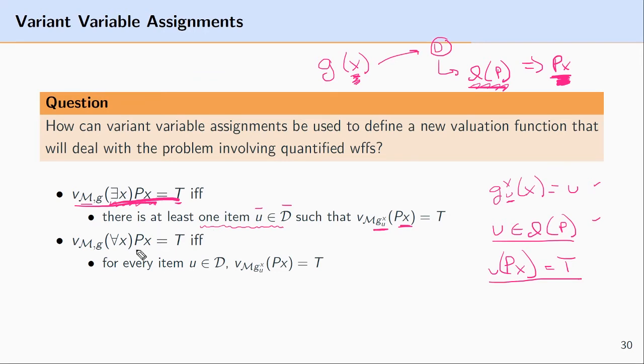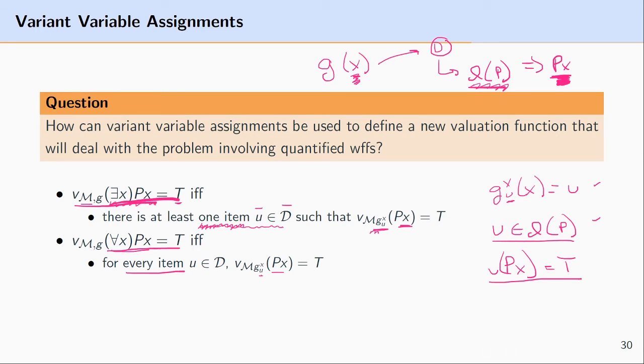The procedure is the same for universally quantified formulas, but instead of looking for at least one item in the domain that we can let x denote, we're looking at every item in the domain that x might denote. And if for every item u in the domain that x can denote, Px comes out as true, then the universally quantified formula ∀xPx is true. Again, we'll look at some more concrete examples, but I wanted to put the formulation out there before looking at them.